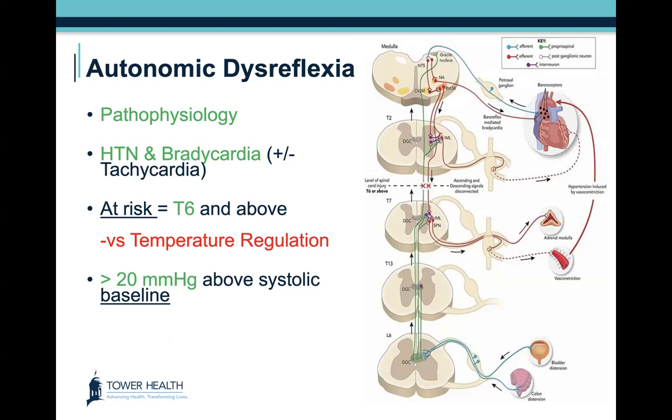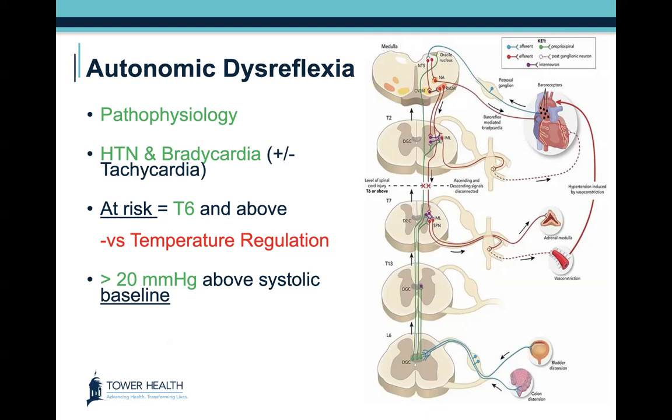So now you cannot stop that local vasoconstriction. Your body basically tries to compensate via the vagus nerve, and that's how you get bradycardia. So those are your two hallmark signs of autonomic dysreflexia. You have hypertension and you have bradycardia. You technically can have tachycardia, but classically it's with bradycardia.